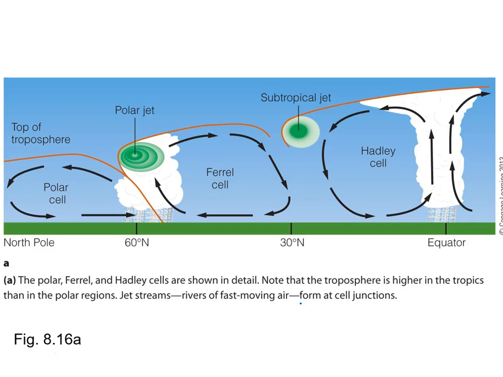And we can also look at what we just drew if we're looking at it from the side, all right? So here's our atmosphere right here. Here's our planet. This is the equator. This is 30 degrees north, 60 degrees north, and then the North Pole here. So again, at the equator, we've got rising air. At 30 degrees north, we've got sinking air. At 60 degrees north, we've got rising air. And at the North Pole, we've got sinking air.